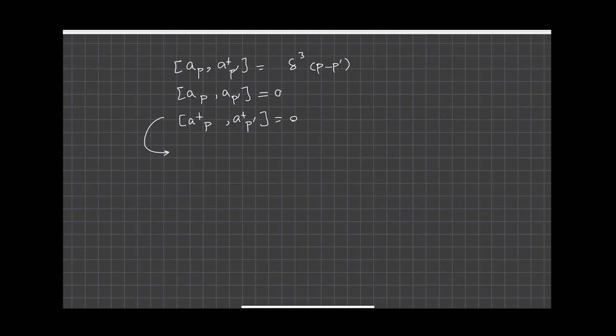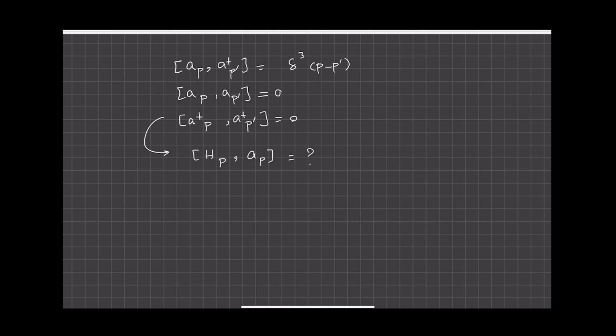Now, something simple that comes to mind is: what is the commutation relationship between the Hamiltonian density of momentum and each of these, A of P or A dagger of P? We need to calculate that, and we're going to see it's useful when we use the Baker-Campbell-Hausdorff formula.